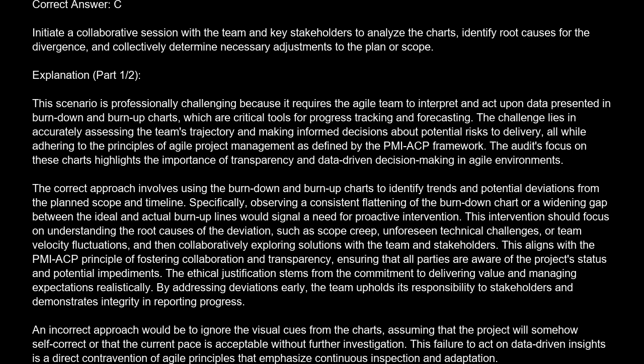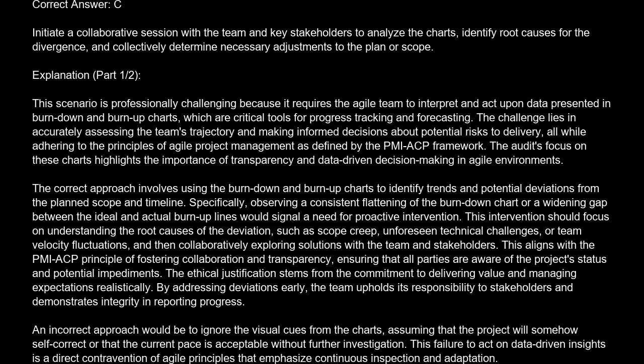The challenge lies in accurately assessing the team's trajectory and making informed decisions about potential risks to delivery, all while adhering to the principles of Agile project management as defined by the PMI ACP framework. The audit's focus on these charts highlights the importance of transparency and data-driven decision-making in Agile environments. The correct approach involves using the burn-down and burn-up charts to identify trends and potential deviations from the planned scope and timeline. Specifically, observing a consistent flattening of the burn-down chart or a widening gap between the ideal and actual burn-up lines would signal a need for proactive intervention.